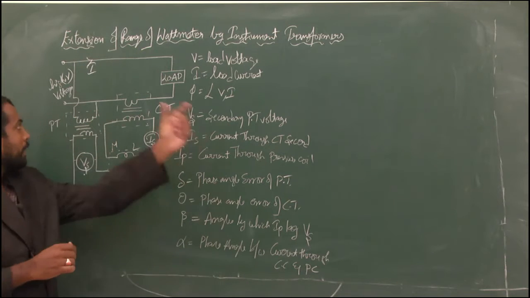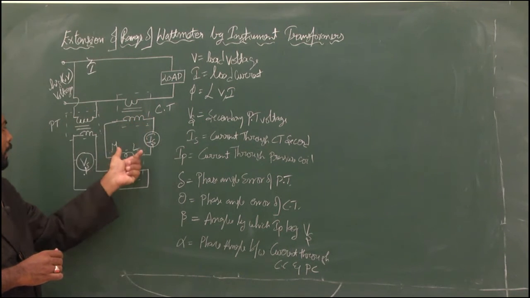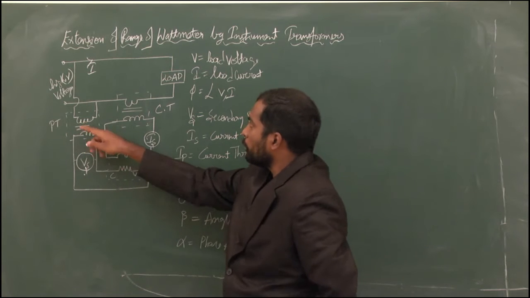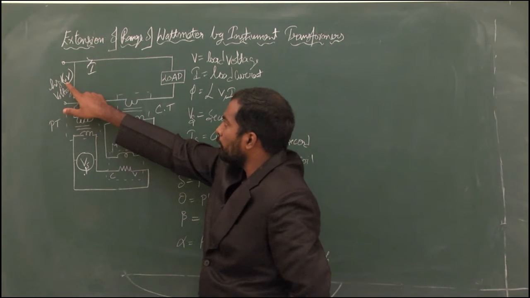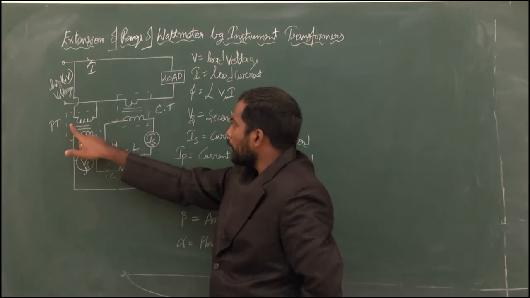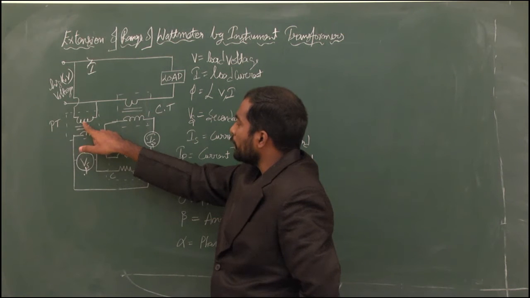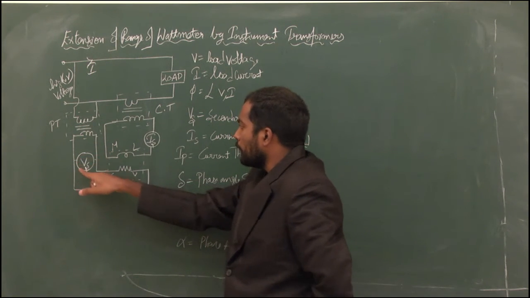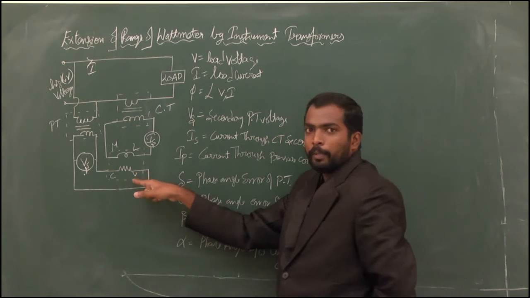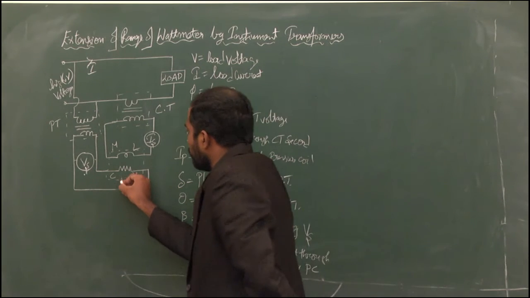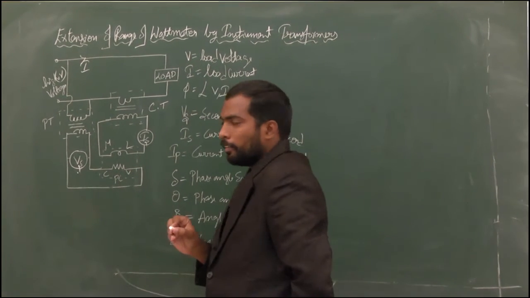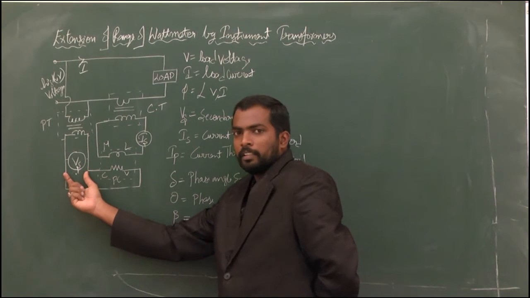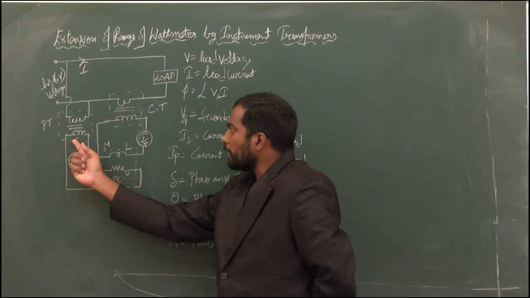So the current transformer and potential transformer are connected in this manner. How are they connected? The primary of the potential transformer is connected in parallel with your load voltage, and the secondary of your potential transformer is connected in parallel with your wattmeter pressure coil, right? And the voltage across your wattmeter pressure coil is nothing but Vs, which is the secondary voltage across your potential transformer.